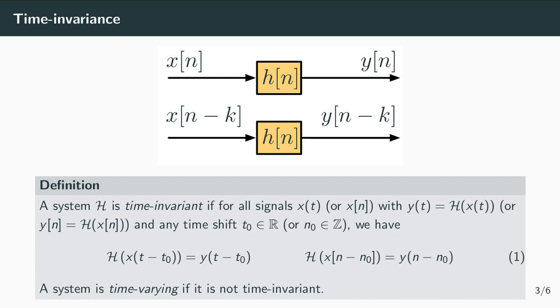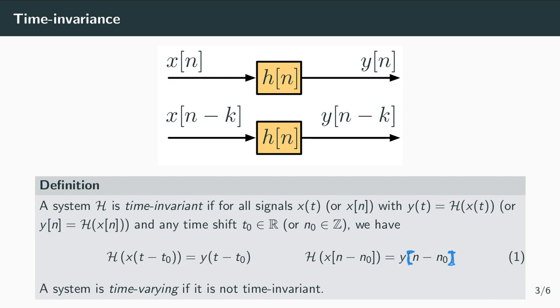And the same thing in discrete time. If I have an x of n and I delay it by n0, where y of n is the output for input x of n, I'll get y of n minus n0. So I should put square braces here, right? And a system is time varying if it's not time invariant. So time invariant is a property. If it's not time invariant, it's time varying.